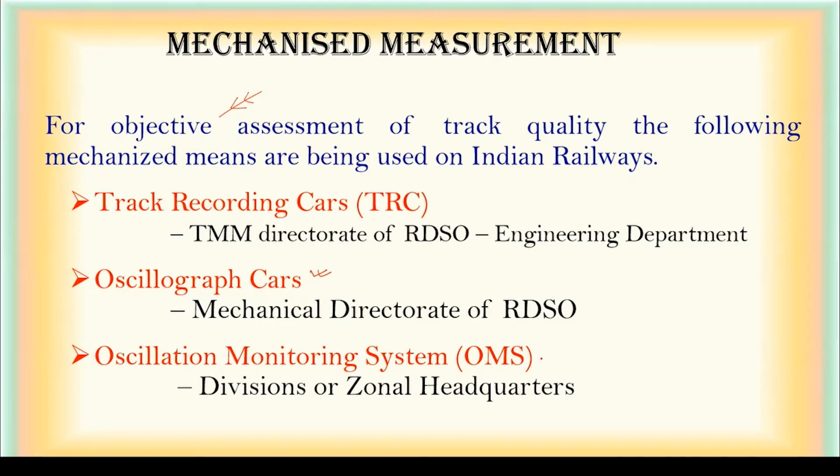This system is available with all divisional or zonal headquarters. It is a small machine which is kept on a loco or brake van, and then accelerations are observed. We only observe acceleration. We don't get any track parameter as such, but we get the overall effect of whatever defects may be there in the track, in terms of acceleration.